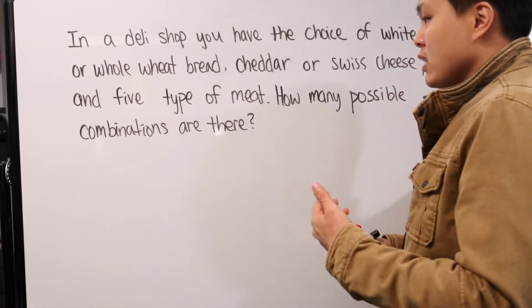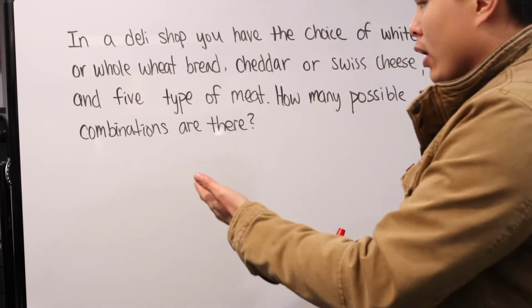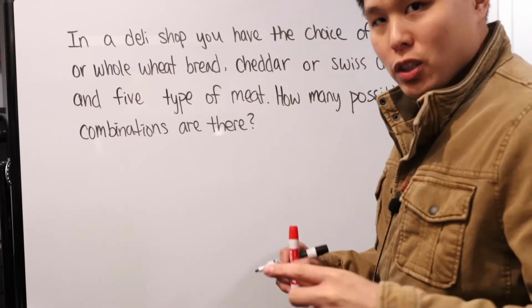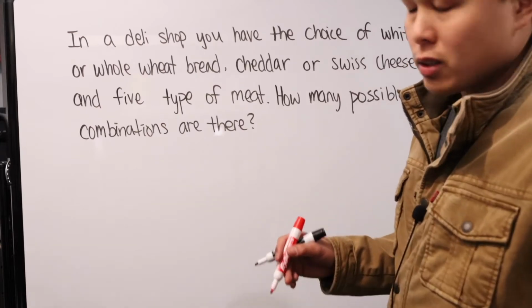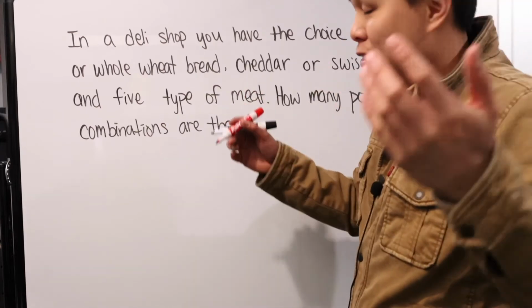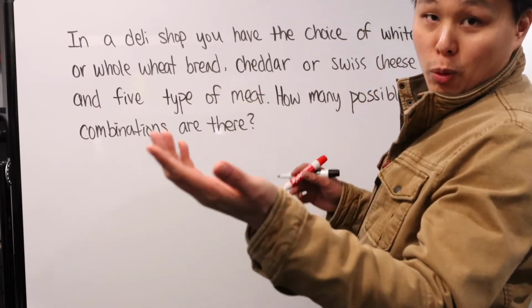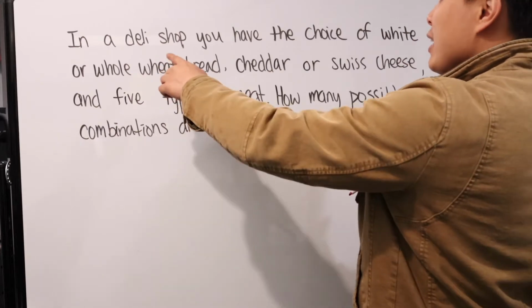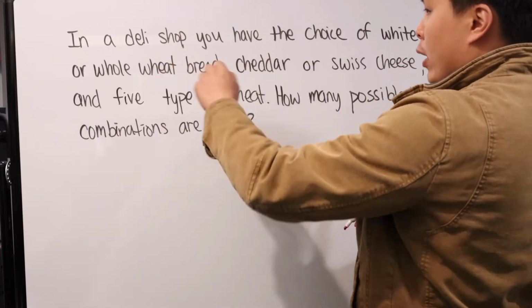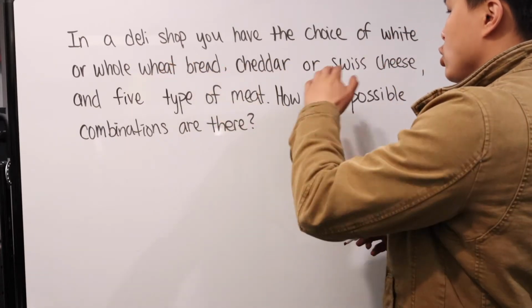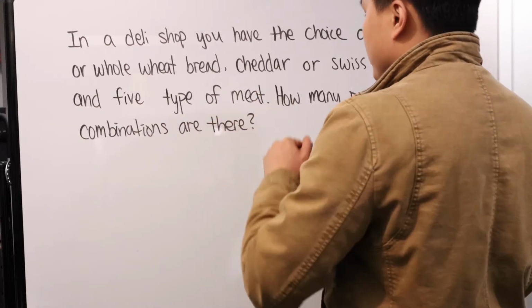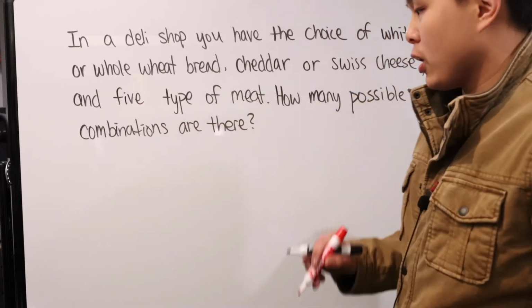Alright, so right here we have a standard word problem which requires us to find combinations. Now, just a heads up, these are called combinatorics in case you guys are curious about the title or want to look up more problems. Why not, right? So, in a deli shop, you have the choice of white or whole wheat bread, cheddar or Swiss cheese, and 5 types of meat. How many possible combinations are there?